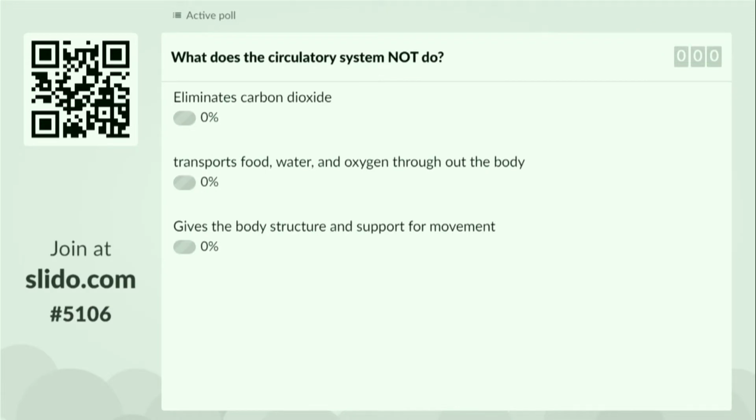All right, this brings up our first question. If you're on slido.com, remember the code is 5106, and you can answer this question. I'll give you a few seconds to see if we have anyone awake. What does the circulatory system not do? Keyword, you're picking the one that it does not do based on what we just went over.